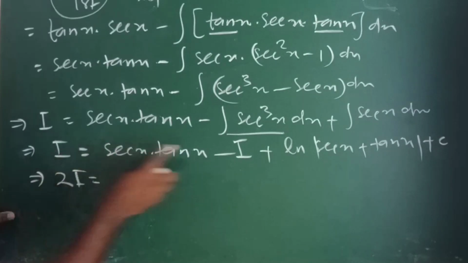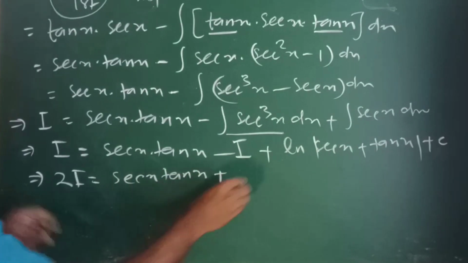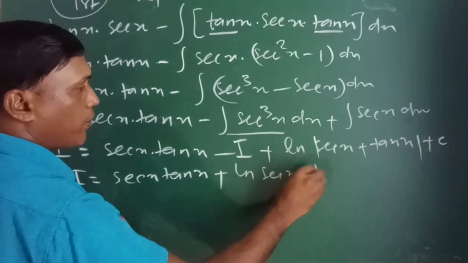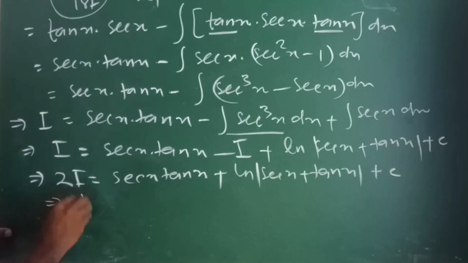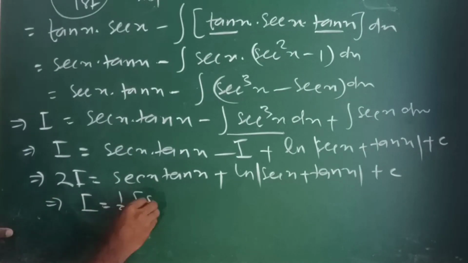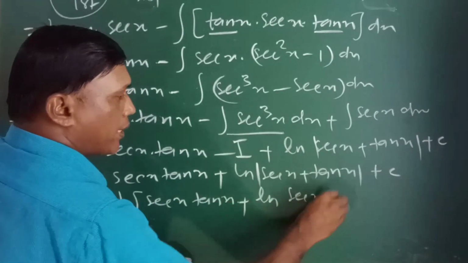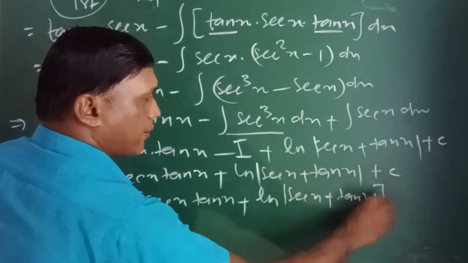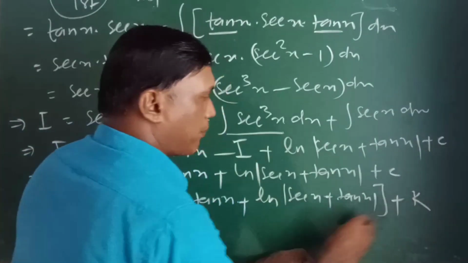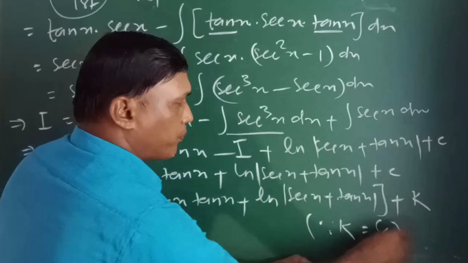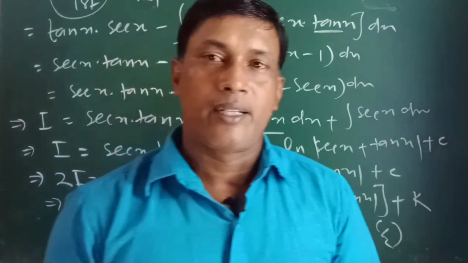Now bring this minus I here, I plus I is 2I, which is sec x into tan x plus ln sec x plus tan x plus c. Now divide by 2, that means I is equal to half of sec x into tan x plus ln sec x plus tan x, plus dividing c by 2, take k, where k is equal to c by 2. So this is the integration of sec cube x.